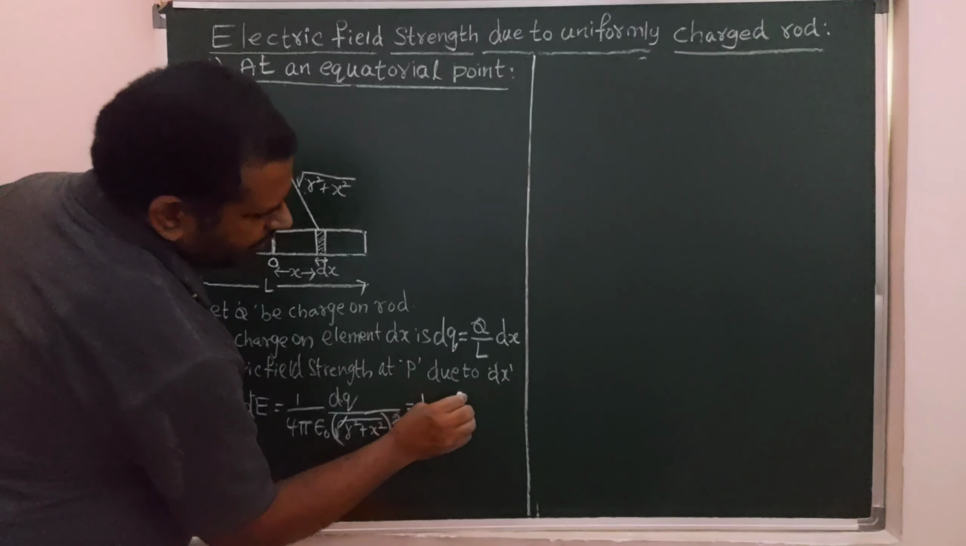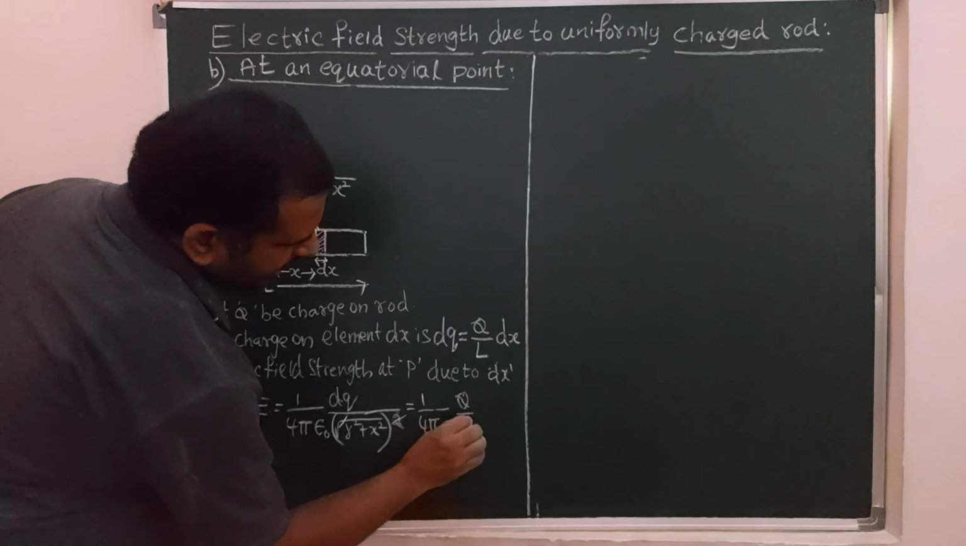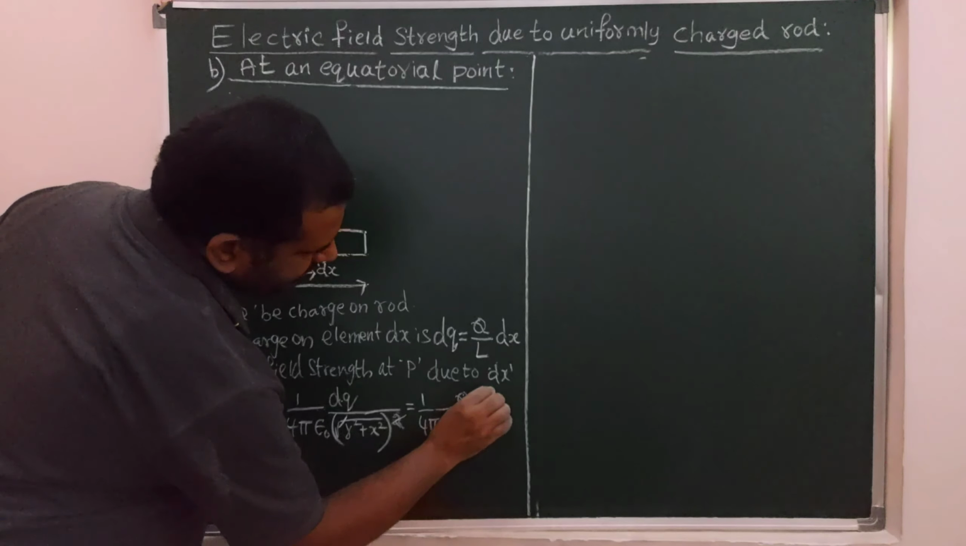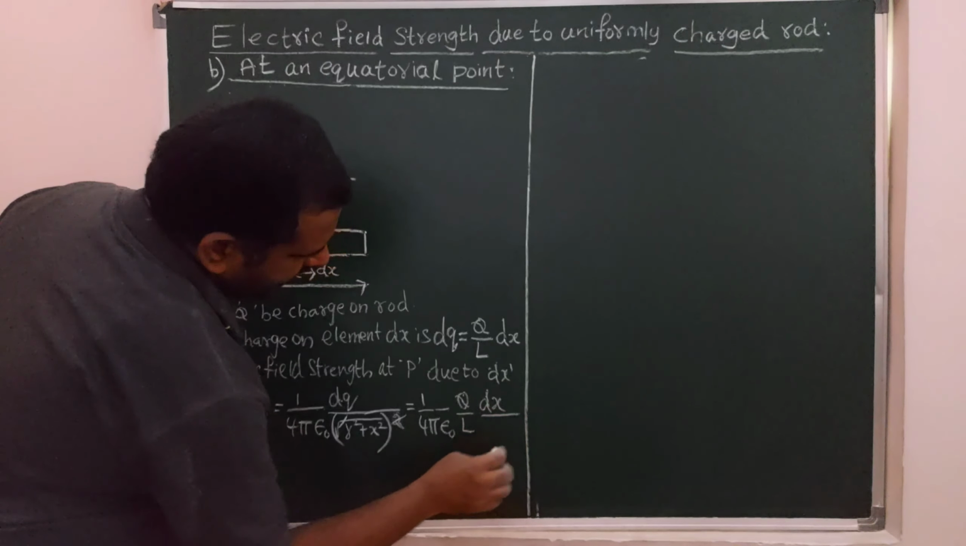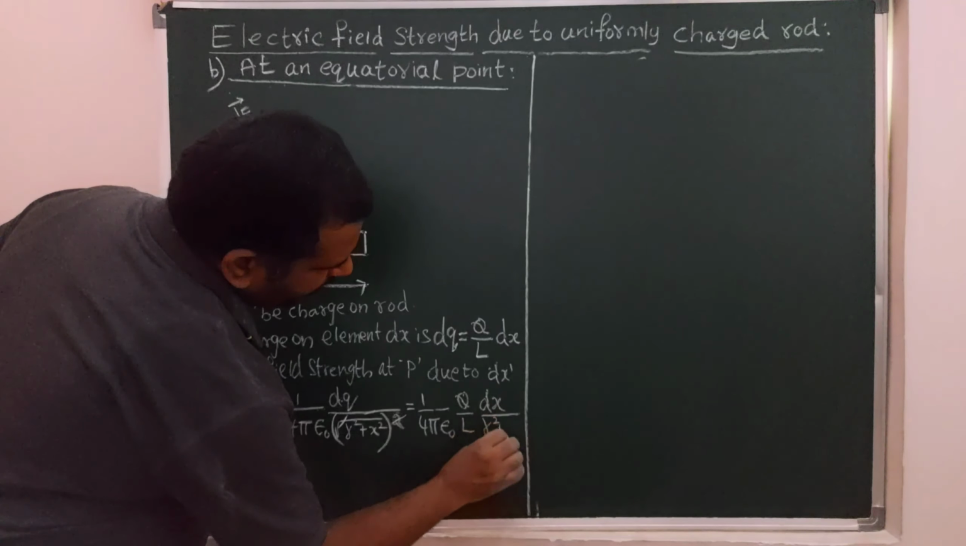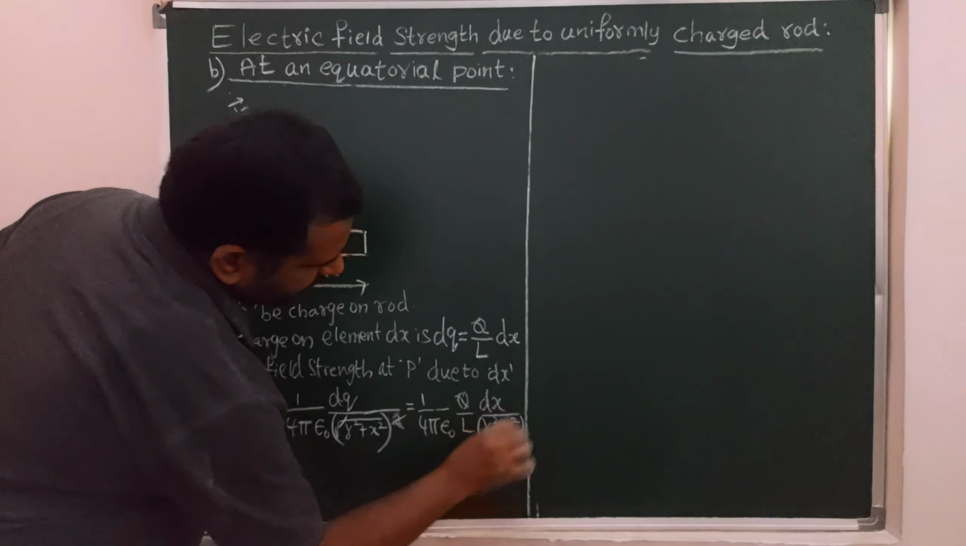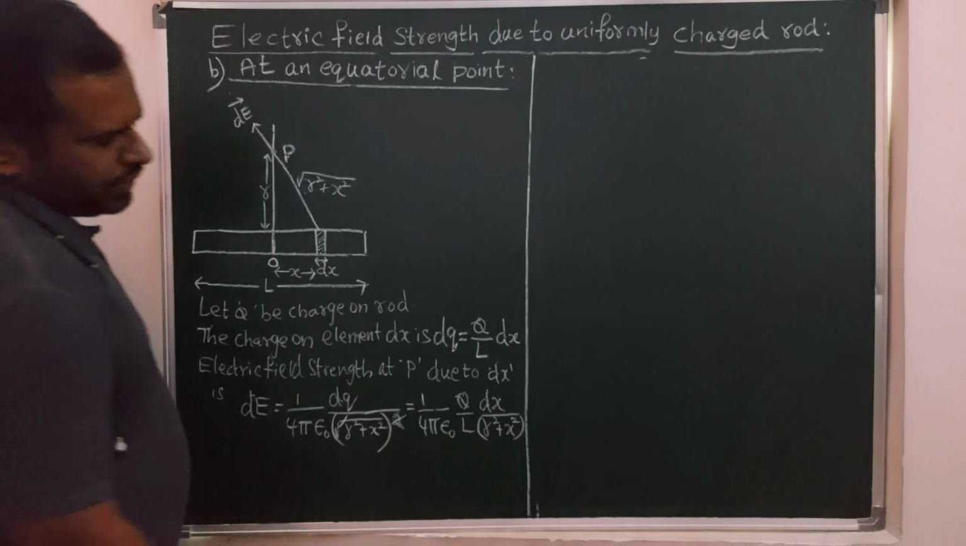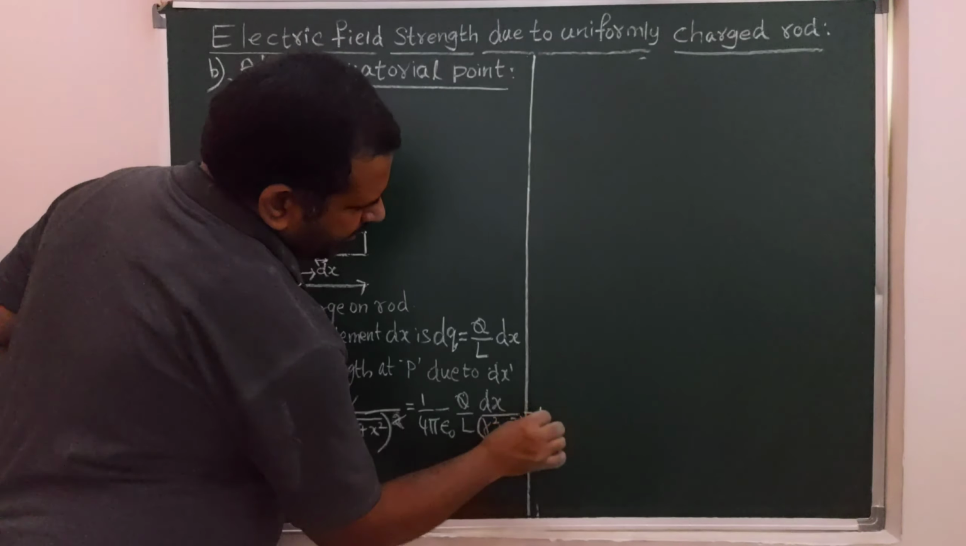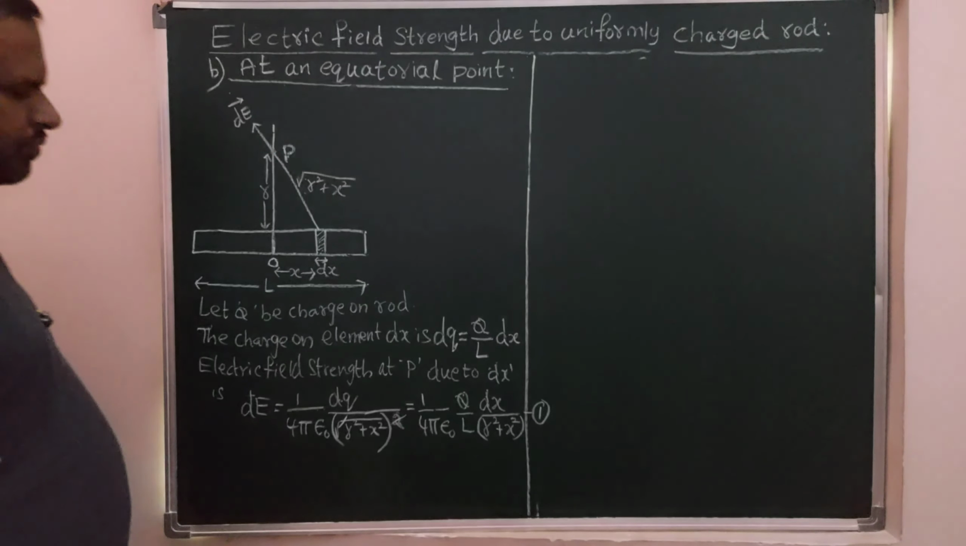So dq, we already know, is q by L into dx, divided by r square plus x square. So r square plus x square. I am giving this equation number 1.